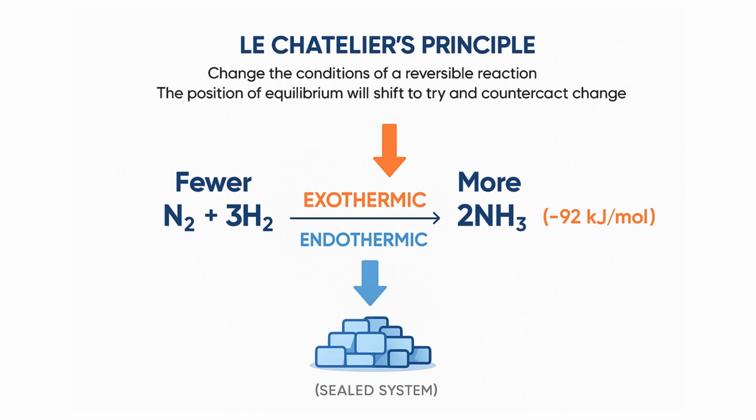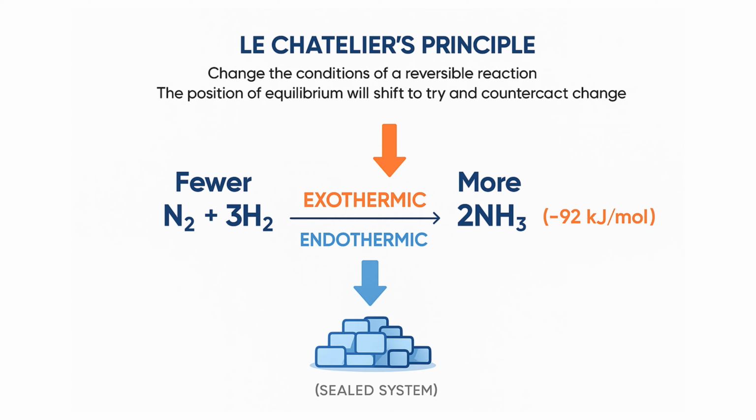To see this principle in action, let's consider the Haber process, which is used for the industrial production of ammonia from nitrogen and hydrogen. The balanced equation is N2 + 3H2 ⇌ 2NH3. Now, assume that this reaction is occurring in a completely sealed system, which is necessary for equilibrium to be achieved.